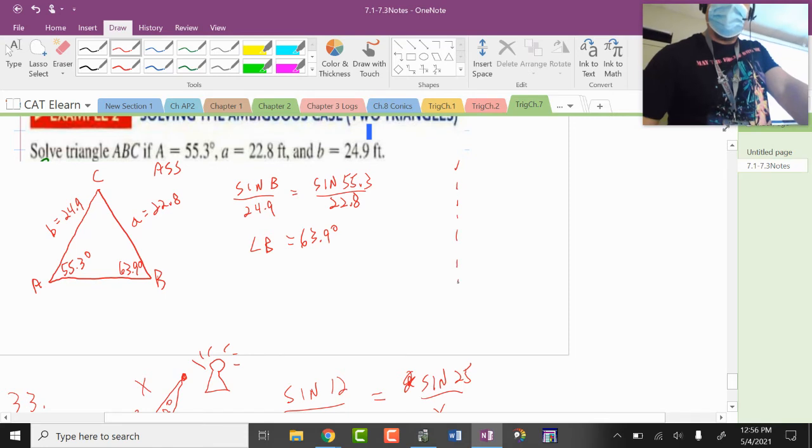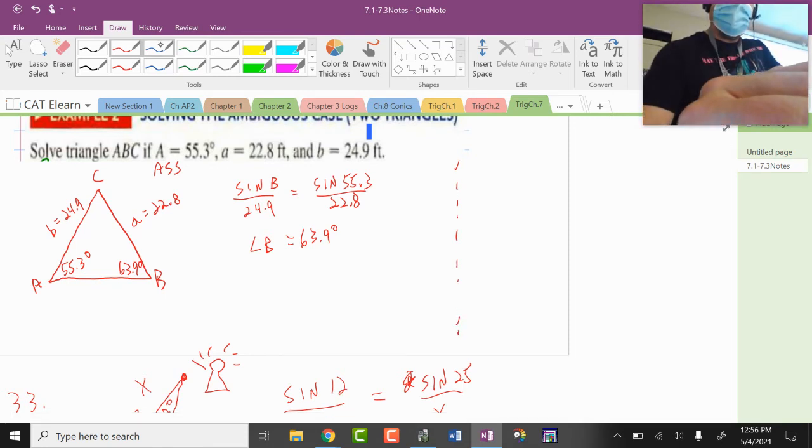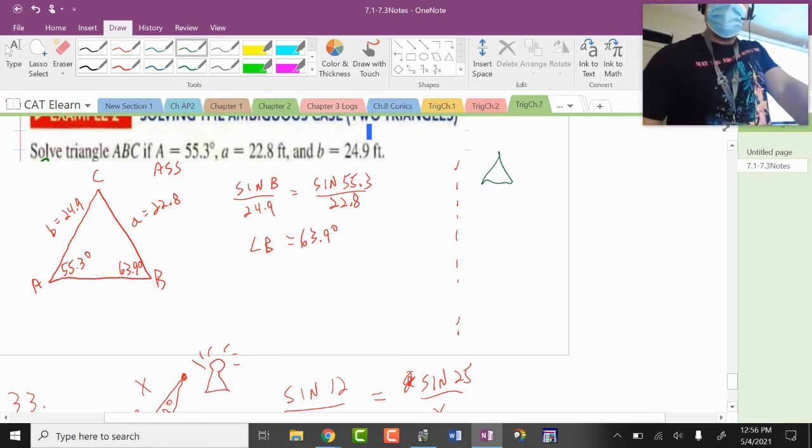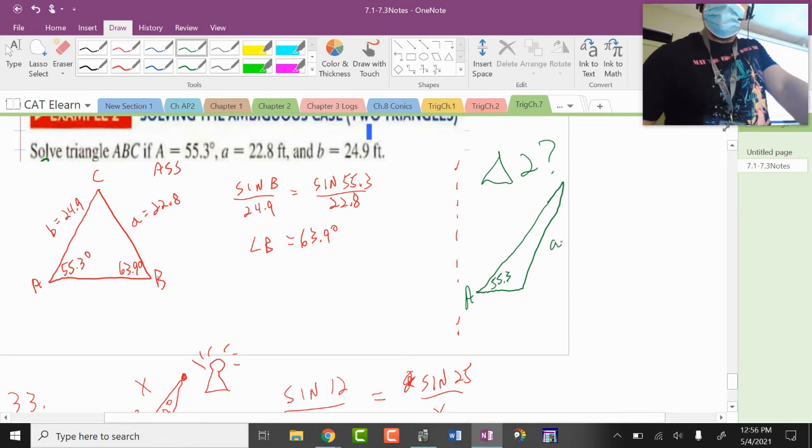Before you continue, do I have triangle 2? Triangle 2 would have the same given information, but be obtuse. This is on you to do this. This is still 55.3, that is still angle A. This is still side A, but swung over to the other side. And this is side B.